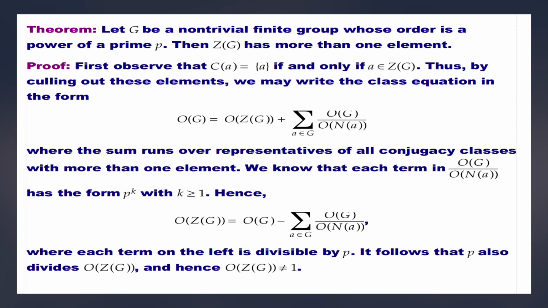We know that each term order of G divided by order of N(A) has the form p to the power k, with k greater than or equal to 1. Hence, order of Z(G) is equal to order of G minus the summation over A of order of G divided by order of N(A), where each term on the right is divisible by p. It follows that p also divides the order of the center of G, and hence the order of the center of G is not equal to 1.